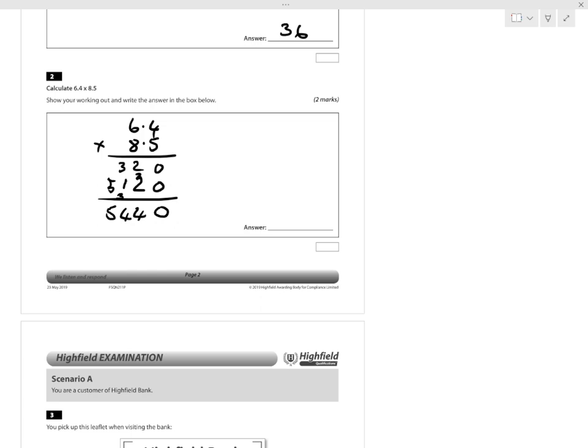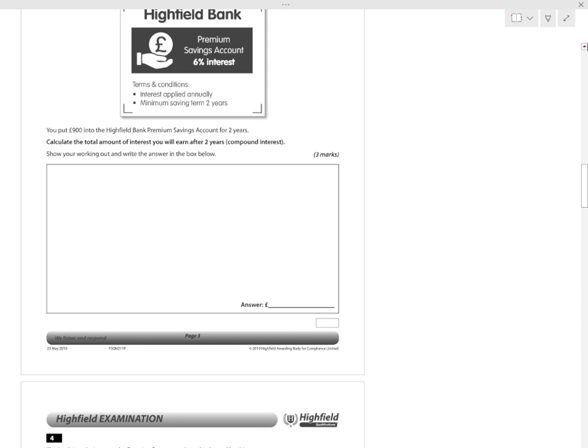Now, two numbers after the decimal point in the question, but one in each number, so the answer is going to be 54.4. Oh, hang on, did I go too far?